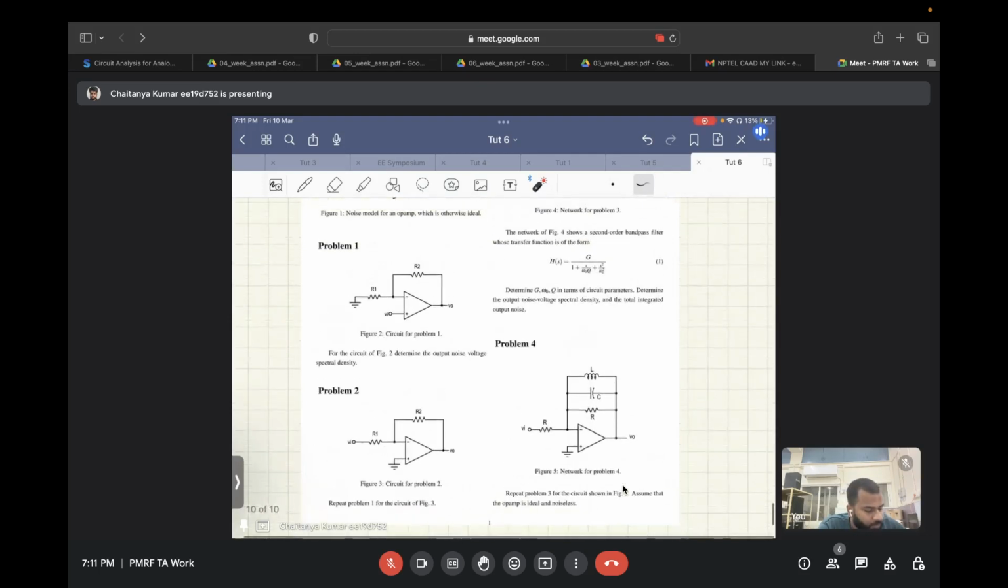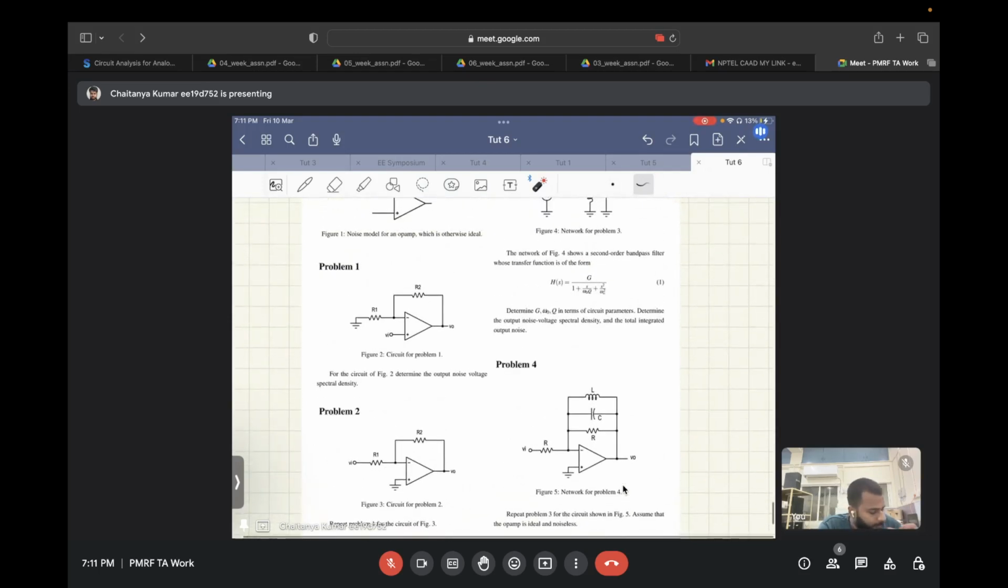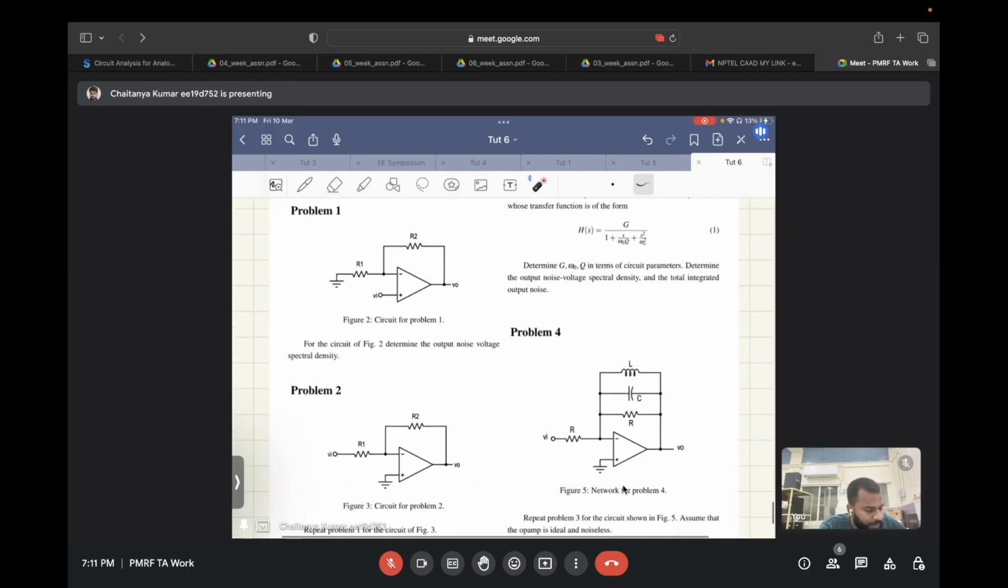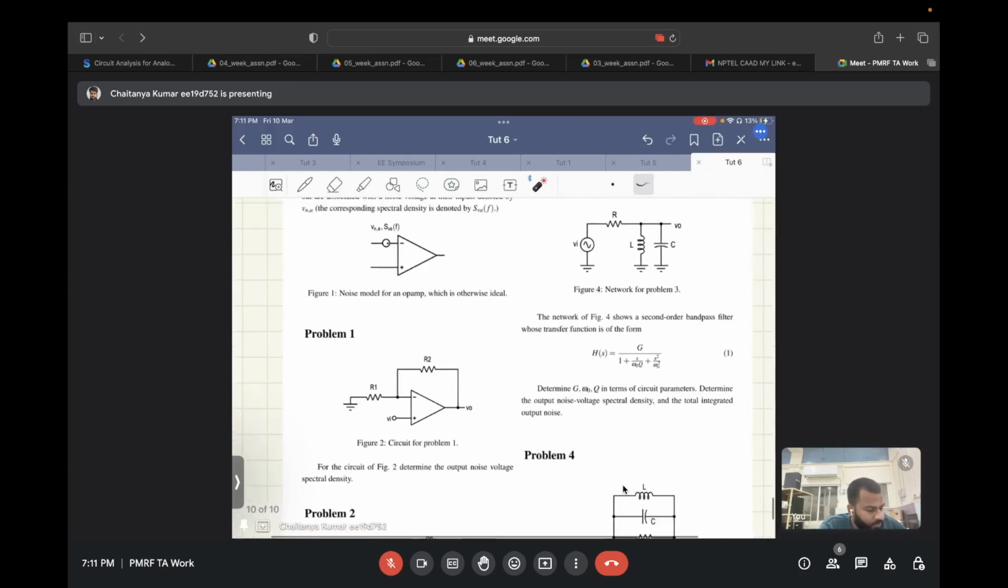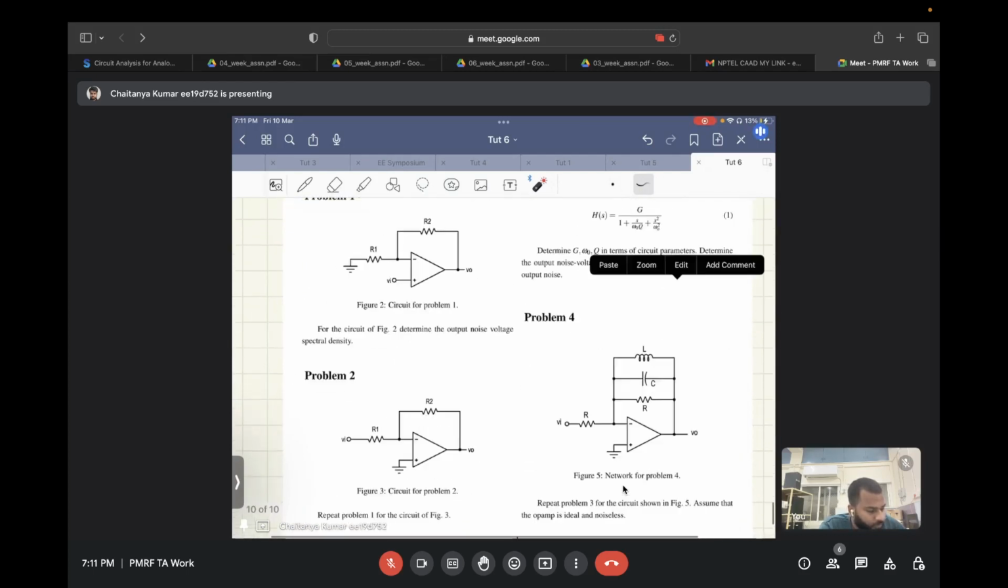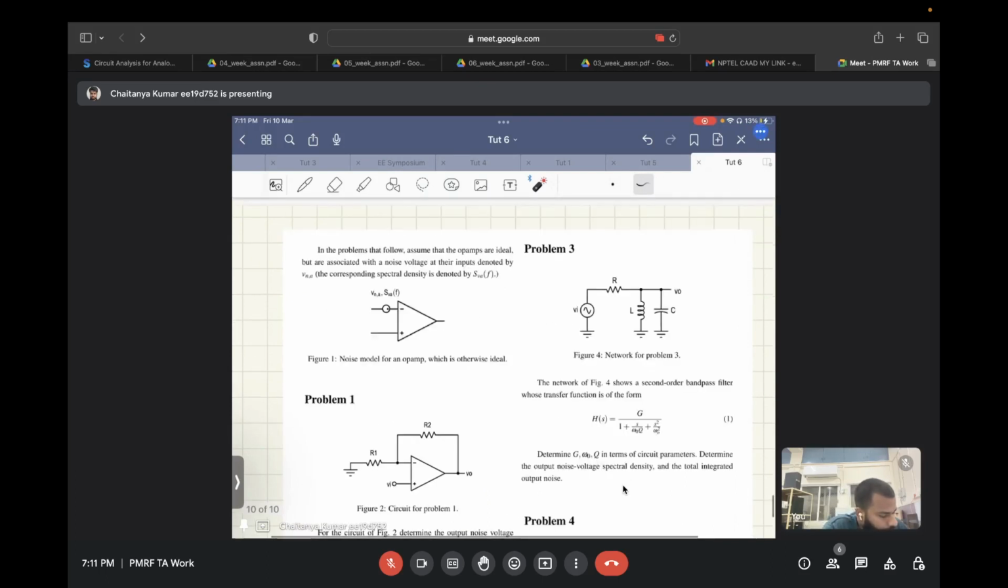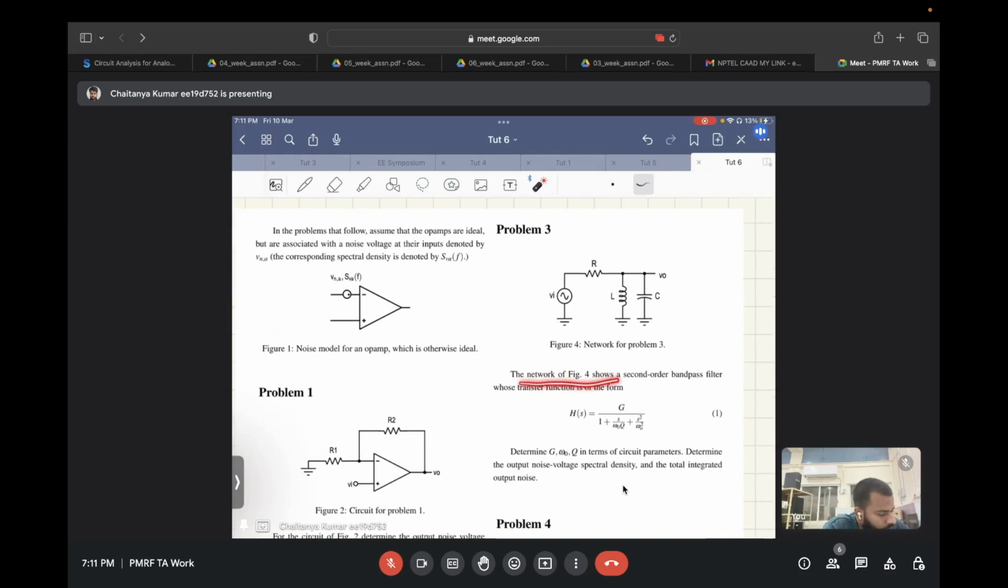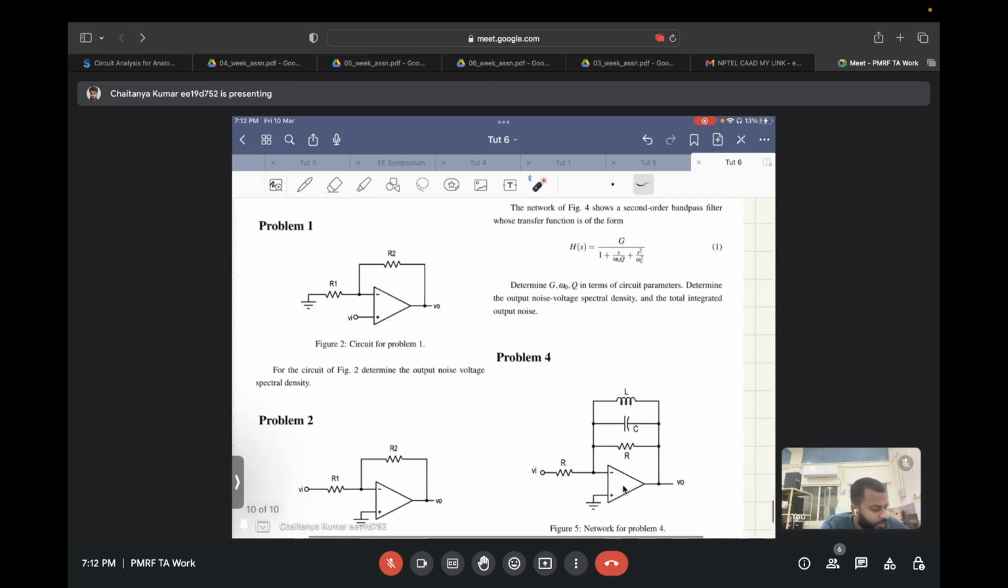Second is repeat problem one for the second circuit. Again, this should also be straightforward. Then for the network shown in figure 4, it has this transfer function. Determine G, omega naught, Q in terms of circuit parameters. Again, this is simple algebra only, and there is nothing specific in this.